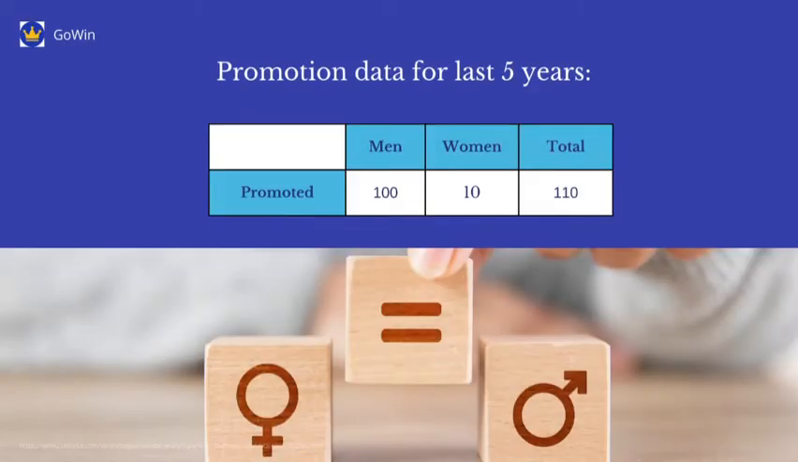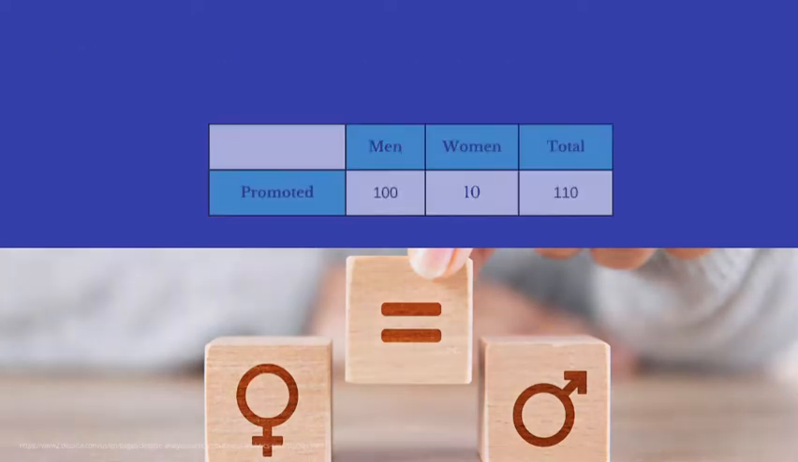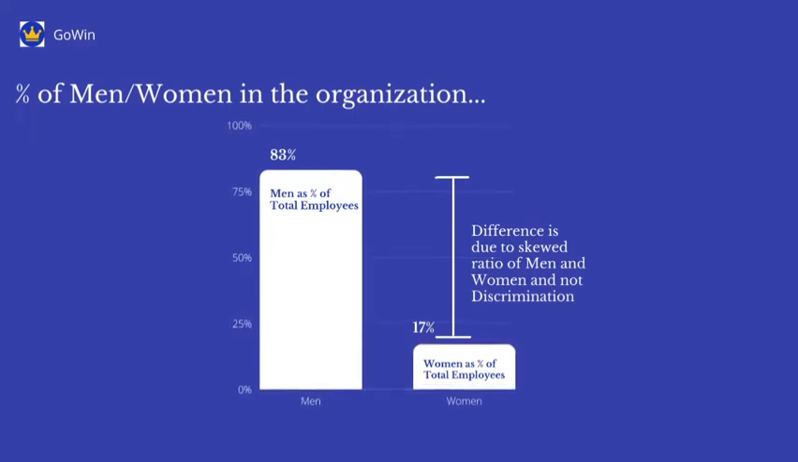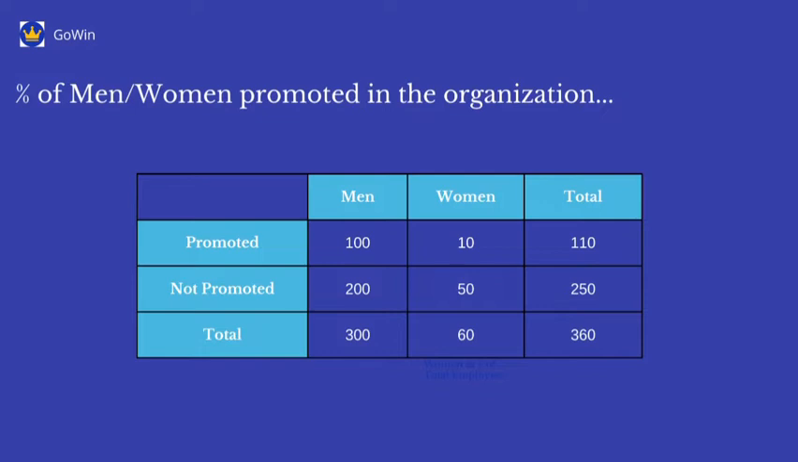She was in a flux and deliberating on challenging the management for this. She pulled up all promotion data for the last 5 years, and seeing it, she sued management for discrimination. Management came up with the following response: that the difference is due to the skewed ratio of men and women and not discrimination. To further her investigation, Rita dug up more data.